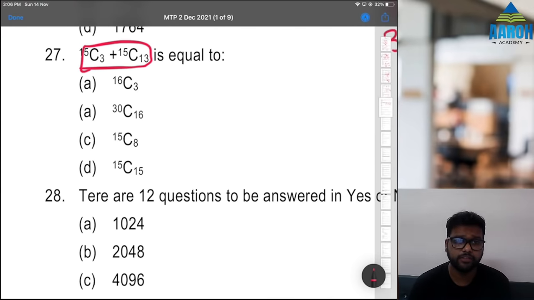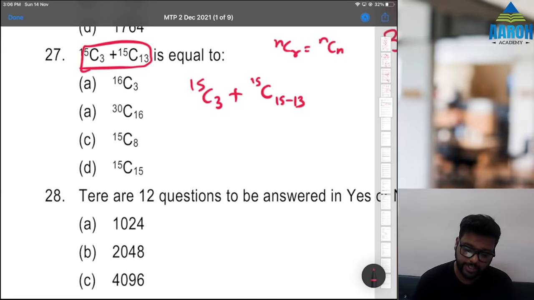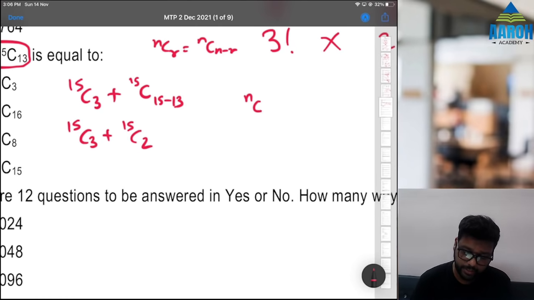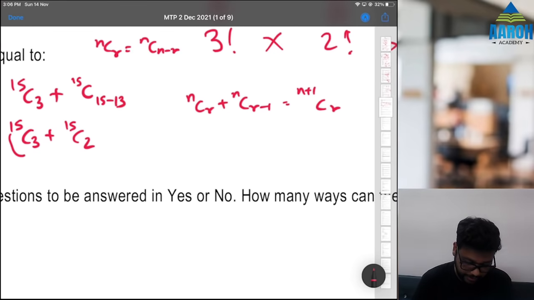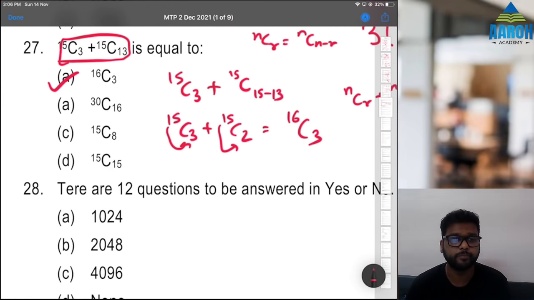15C3 plus 15C13. 15C3 plus 15C13 can also be written as 15C(15 minus 13), because nCr is also equal to nC(n minus r). Right. 15 minus 13 is what? 2. So 15C3 plus 15C2. And there is one property which, if you remember, nCr plus nC(r minus 1) is equal to (n plus 1)Cr. Understand? So 16C3 will be the correct answer, option A.